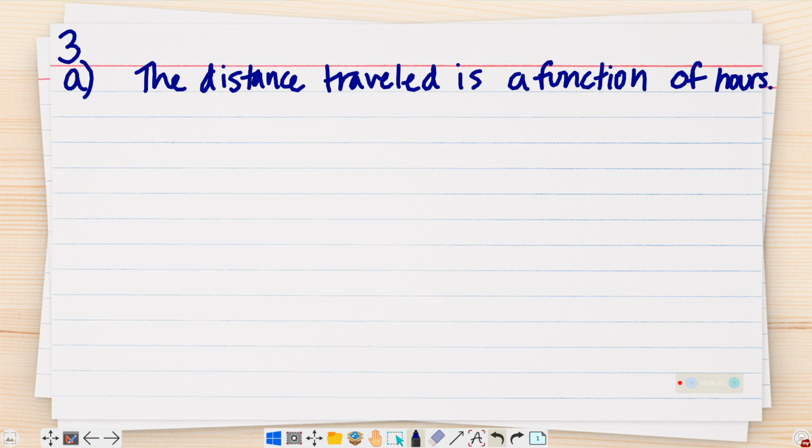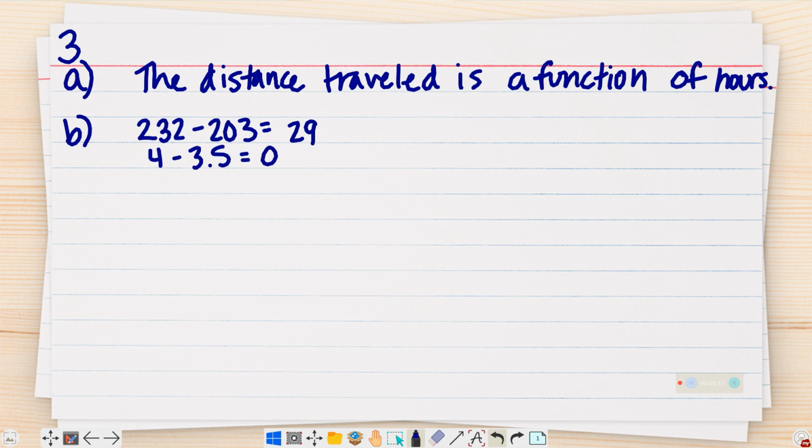B says, write the equation that gives the distance traveled in miles as a linear function of the number of hours spent driving. So, the difference between our y values, I'm going to pick the ones that are whole numbers, 232 and 203 is a difference of 29. And then the difference between 4 and 3.5 is 0.5.